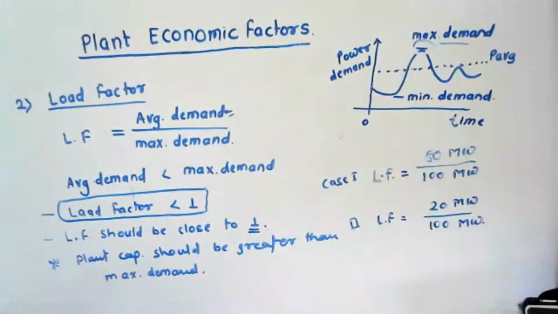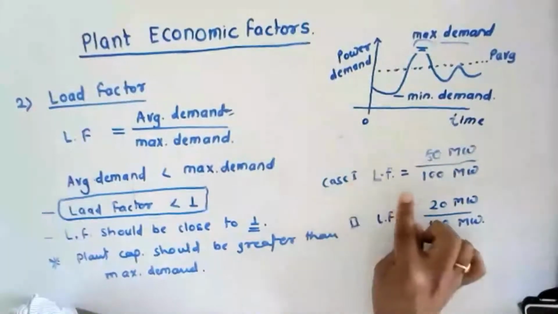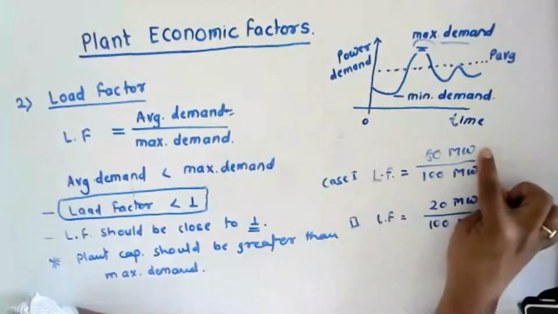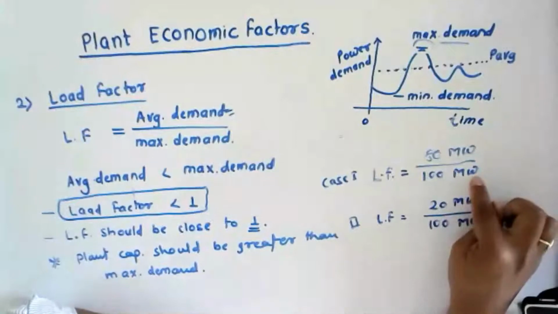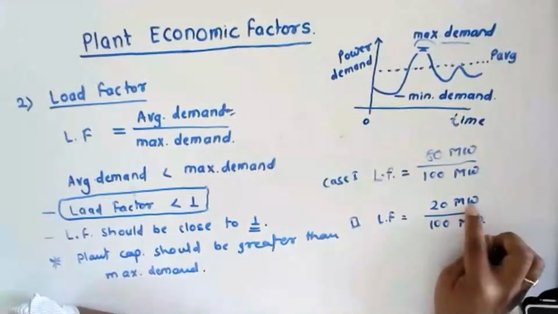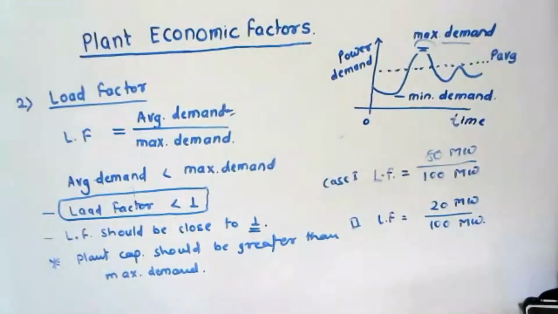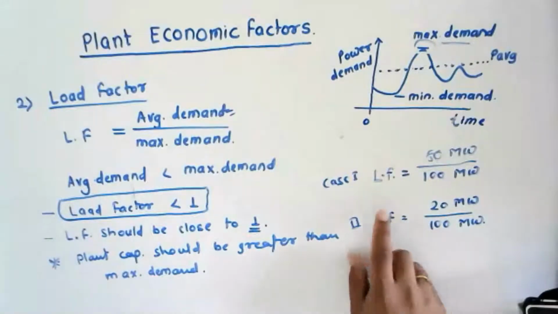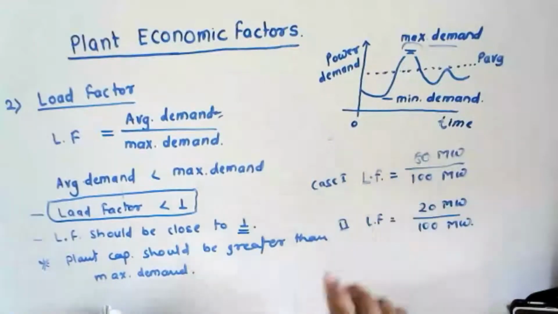Okay, so here basically we have two cases. In case 1, the average demand is 80 megawatt and the maximum demand is 100 megawatt. In the second case, the average demand is 20 megawatt and the maximum demand is 100 megawatt. So obviously, what is the rated plant capacity required for both the cases?